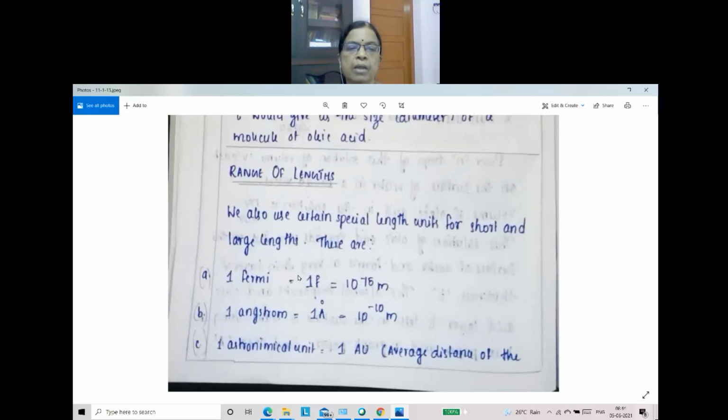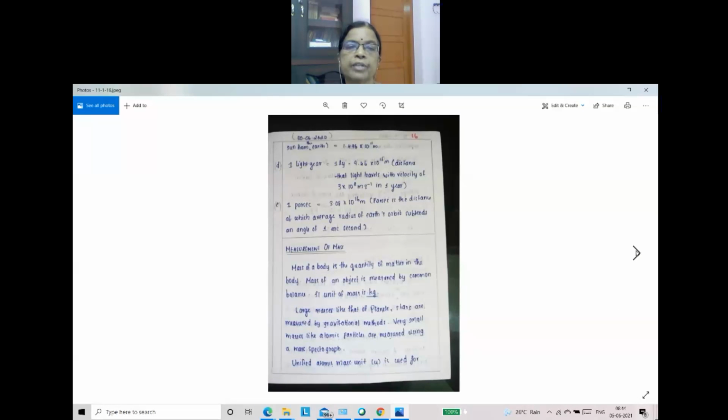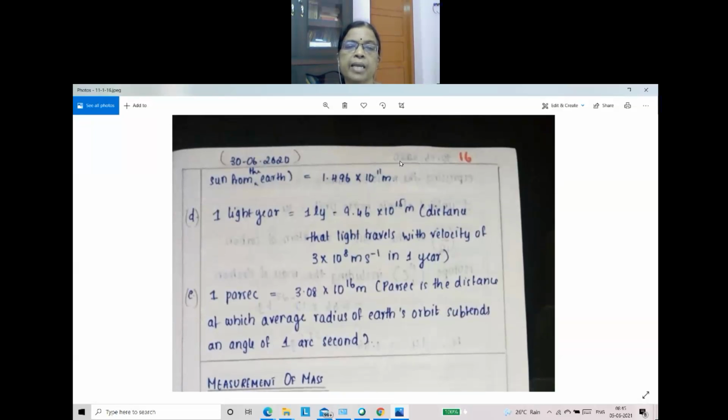Range of length, this is what I told. 1 Fermi, 1 small f, is 10 raised to minus 15 meter. 1 angstrom is 10 raised to minus 10 meter. 1 astronomical unit is 1.496 into 10 raised to 11 meter. 1 light year is 9.46 into 10 raised to 15 meter, the distance traveled by light in 1 year.